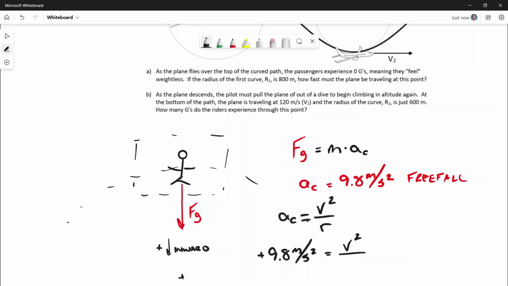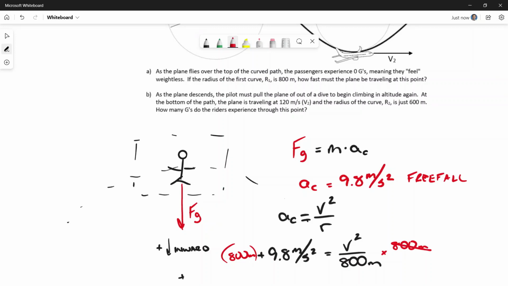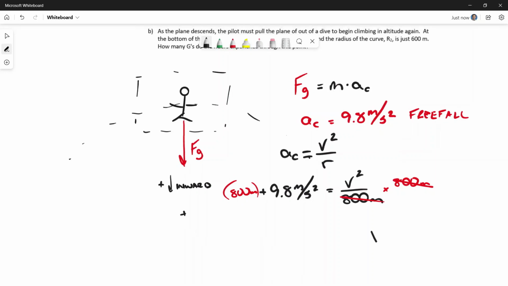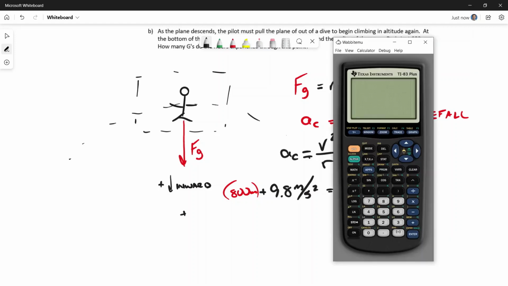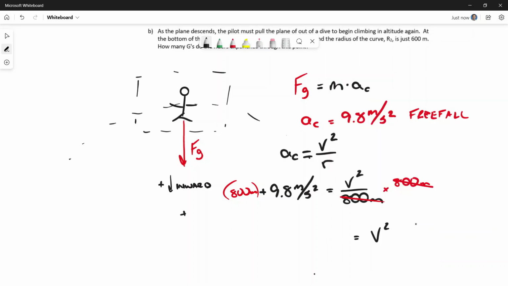And so when I put the radius in here, it's 800 meters, and now it's an algebra problem. So let's solve for v and find out how fast this airplane's going. We can multiply both sides by 800 meters. So I'm going to multiply by 800 meters. And when I do that, look at what happens to our units. And that goes away. You get v squared on the right side. And you get 9.8 times 800. You get 7840.